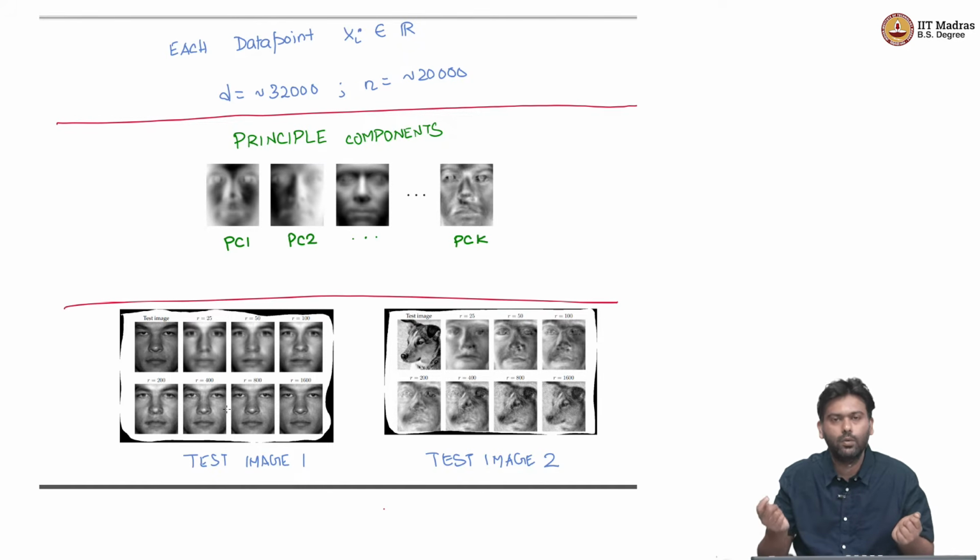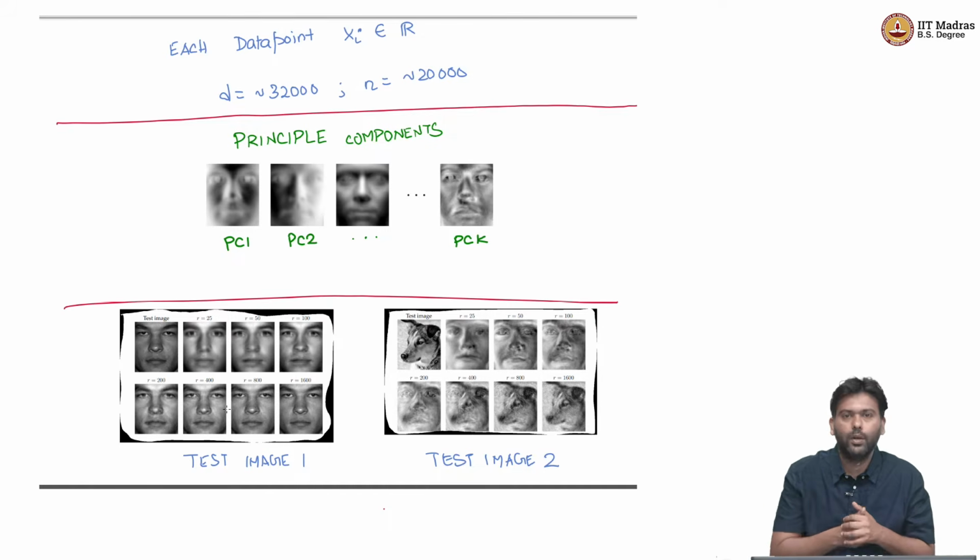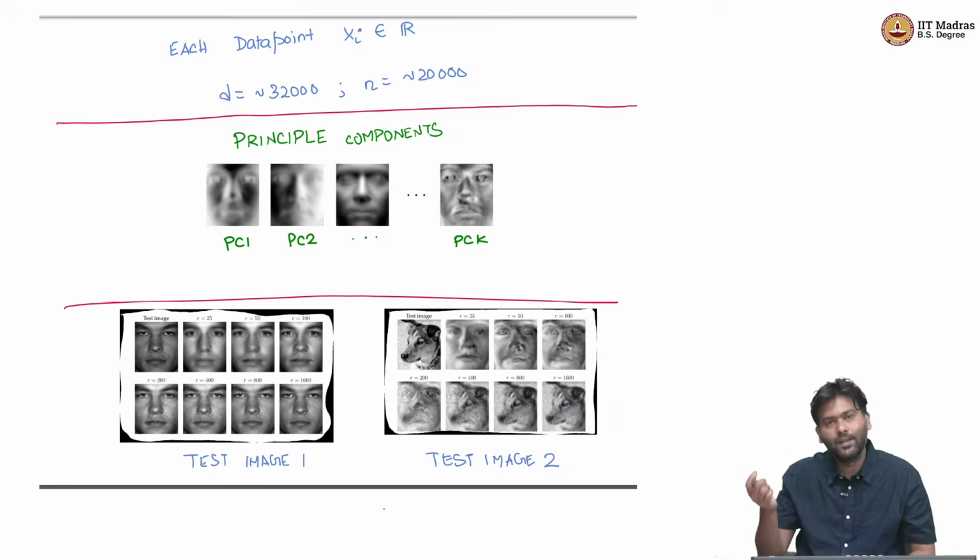You don't need 32,000 numbers, right? So that's like a 100 times gain that you can get by doing this PCA. Well, here is another way to look at this. Here is a different image which is not characteristic of the data set from which you are running PCA and getting the principal components.